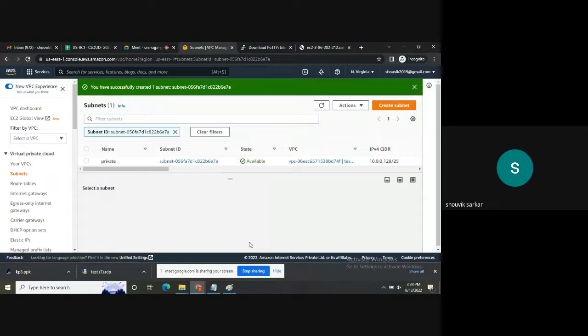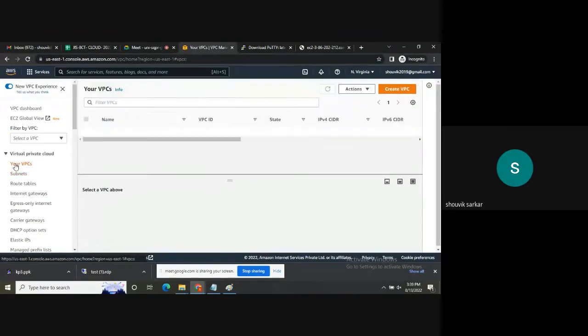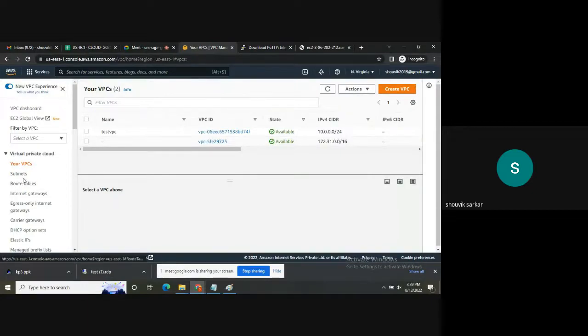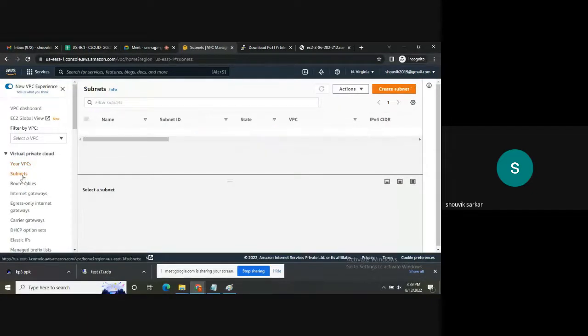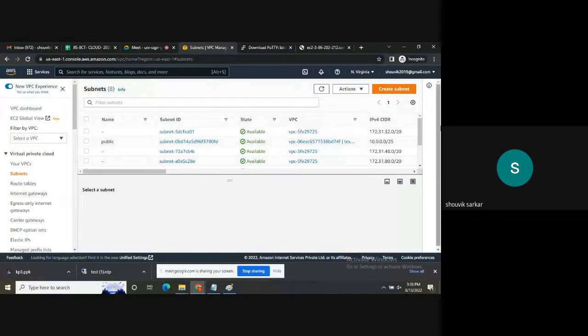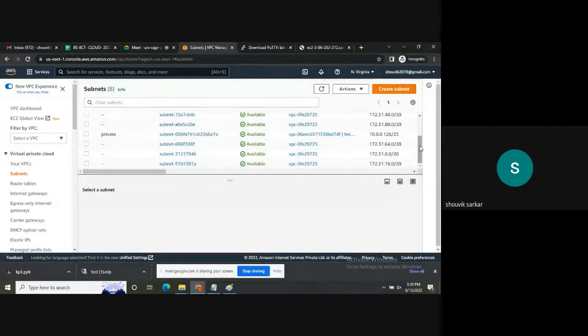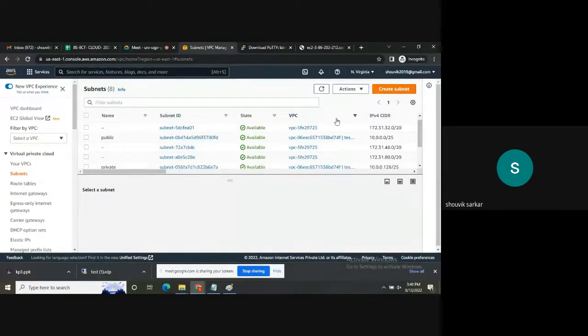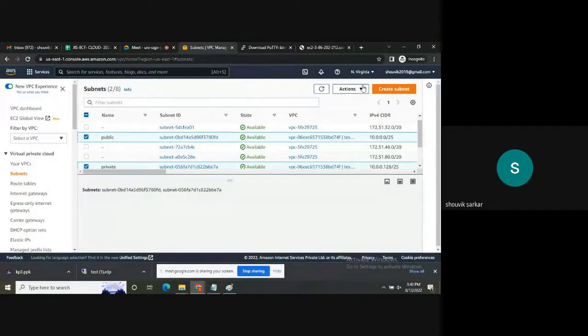This way we create one public subnet. So we have a VPC, taste VPC. Within that we have two subnets, one public and another private. These are the rest of the default subnets that we don't need to consider, but we need to consider this one public and one private subnet. Is it clear?